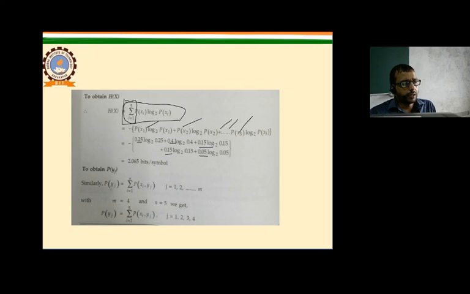Then after calculation by using a calculator, we get 2.065 bits per symbol. Now here by using the rows of the JPM, we get the entropy Hx. Similarly we have to obtain Hy, and for Hy we have to calculate the probabilities corresponding to the receiver side symbols, and that is represented in the form of py1, py2.